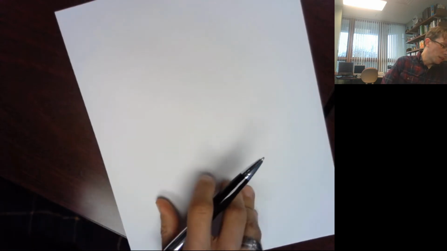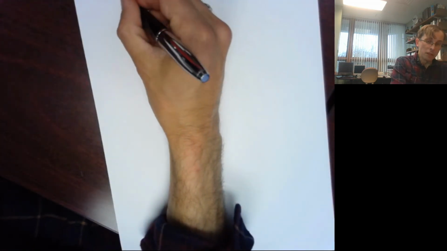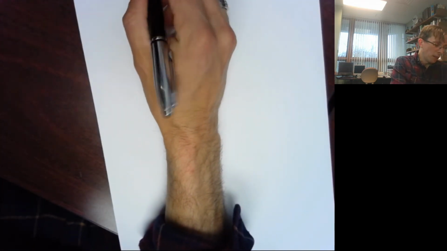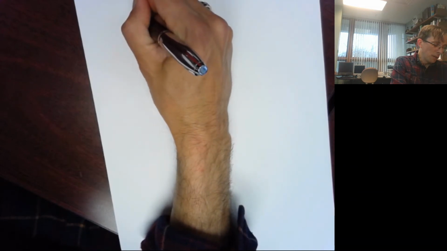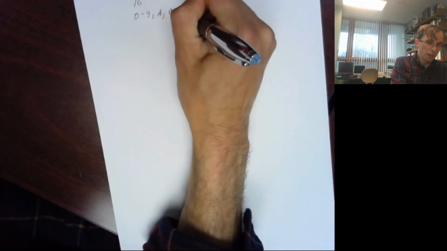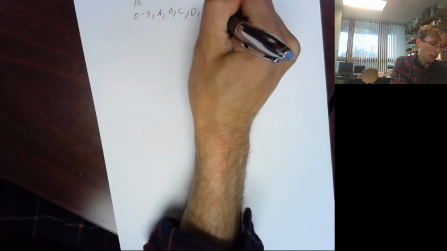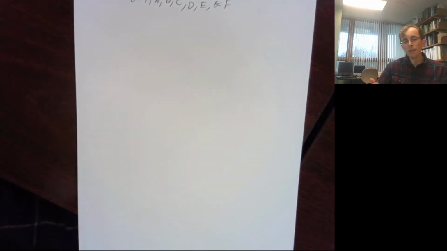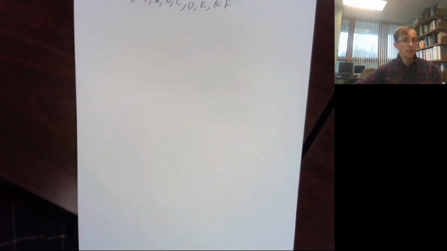If you recall, the hexadecimal system is base 16, right? And it has our digits of 0 through 9 from decimal, and then we add to it A, B, C, D, E, and F, right? Ampersand's not as simple, but hopefully you get that.